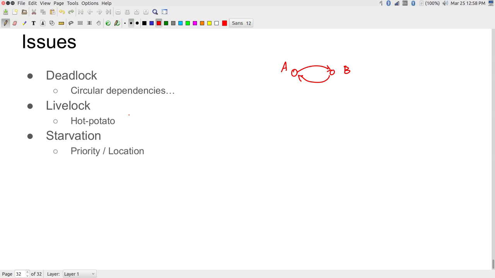And finally, starvation. We already talked about this in the context of priorities, in the bandwidth on a shared bus. You can just end up with some nodes that are not able to communicate. Why? Because of some aspect of the routing protocol that you chose. So these are all more serious issues that come up in the context of implementation of these things.